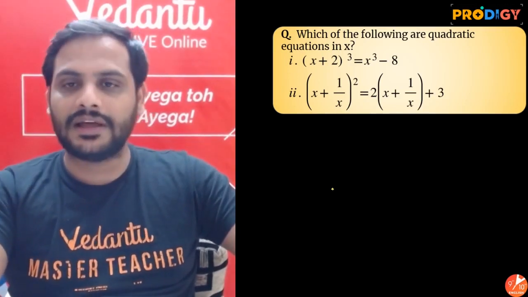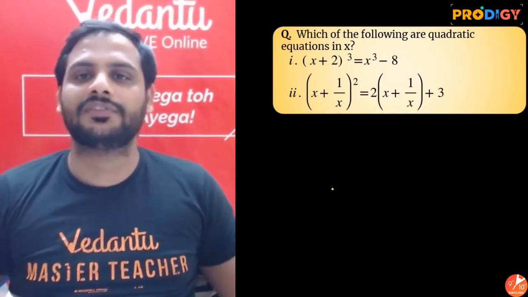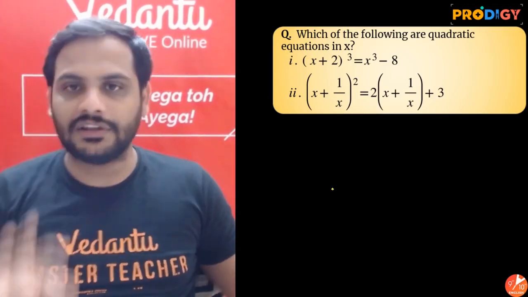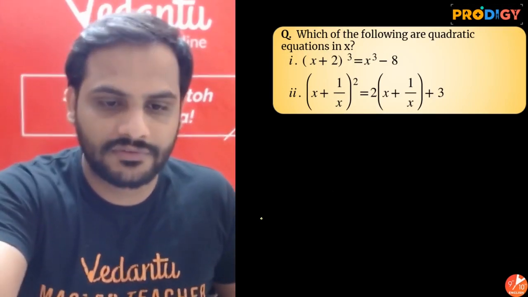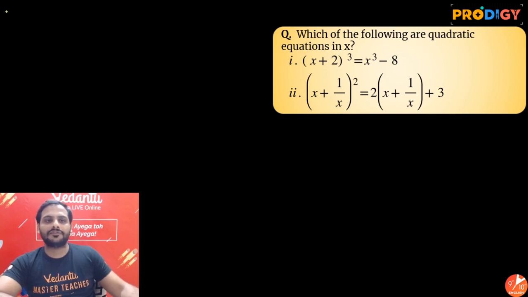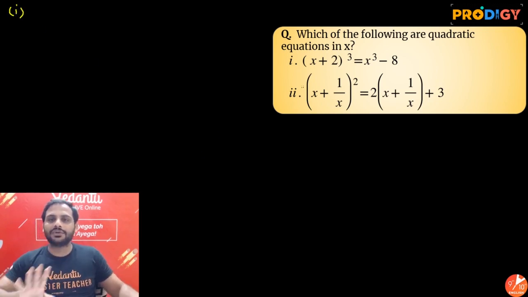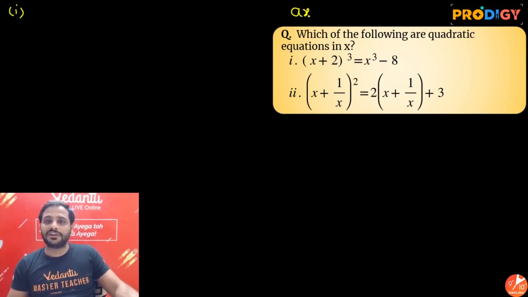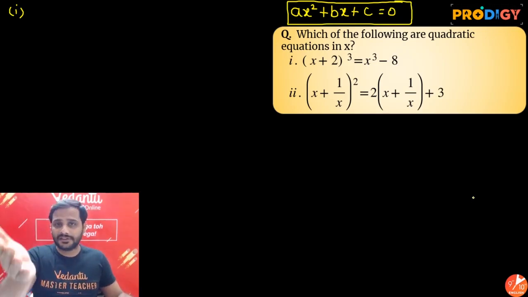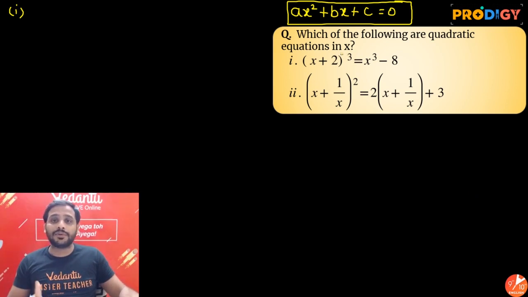Now we have been asked this question: which of the following equations will be quadratic in x? So let's solve the first one. If it has to be a quadratic equation, it should be in this form: ax square plus bx plus c equal to 0. If the equation can be written in this form, it is a quadratic equation, otherwise not. So we want a quadratic equation in x.